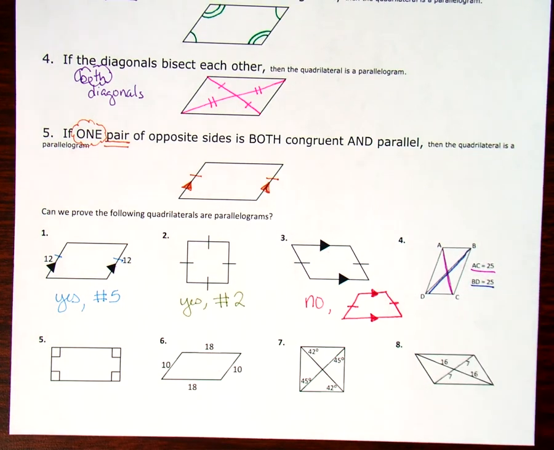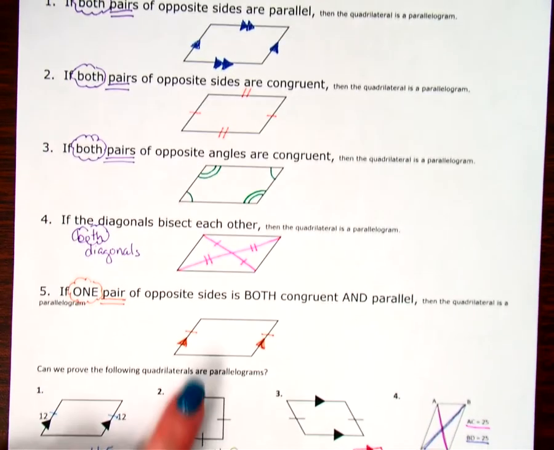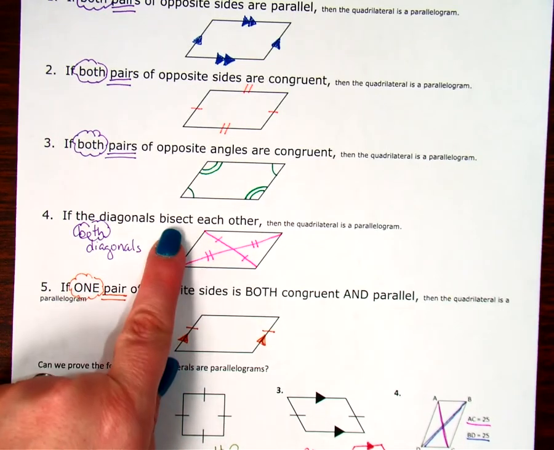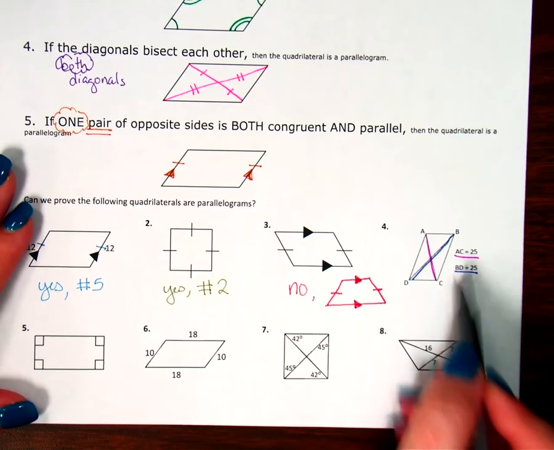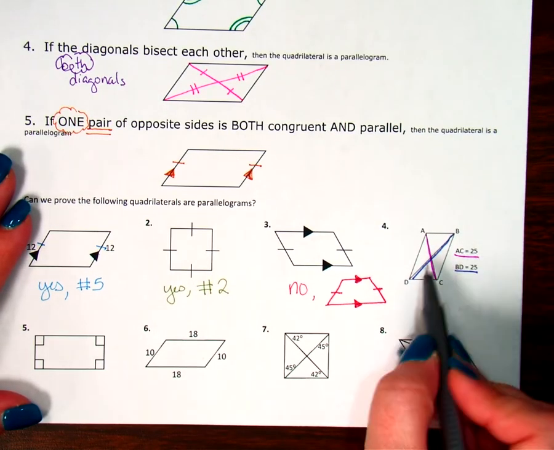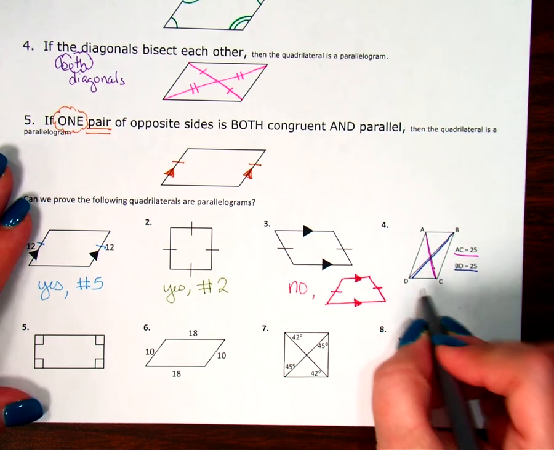When I look at my information about diagonals, the only one that talks about diagonals is going to be number 4. And it says diagonals bisect each other. So the diagonals are cutting each other in half. This one just tells me how long they are. It's not telling me that these are cut in half. So this one is also going to be a no.